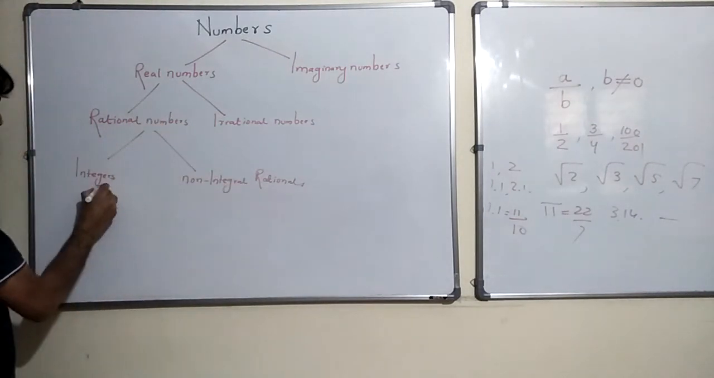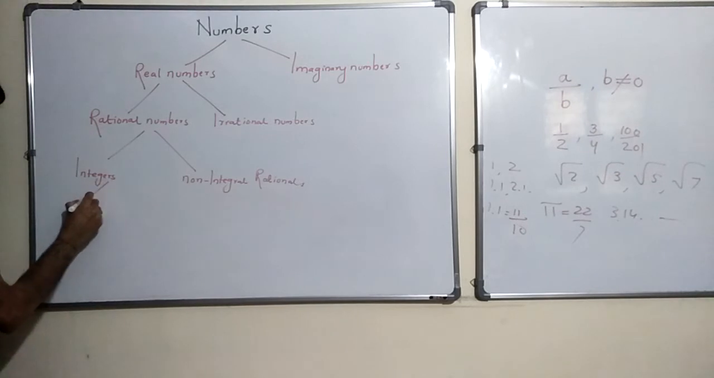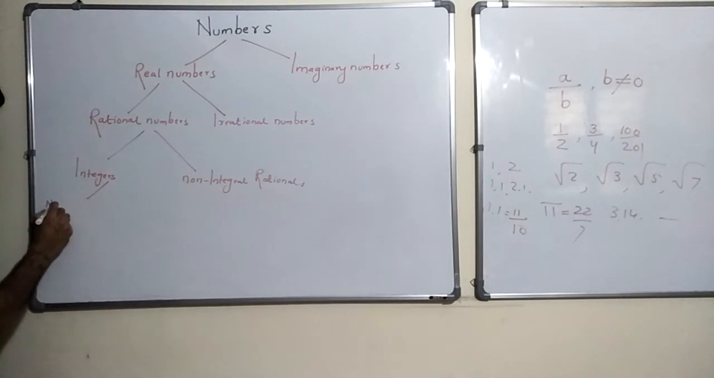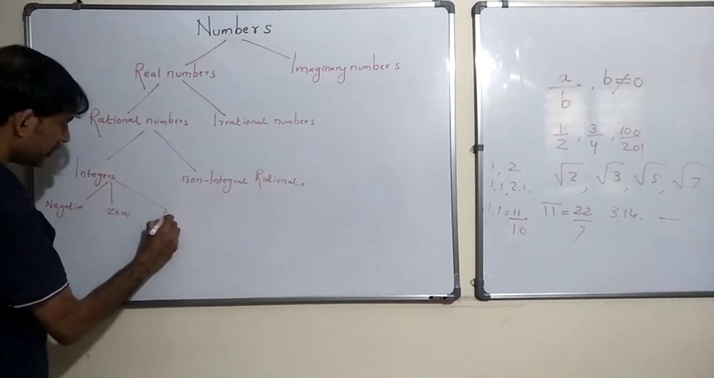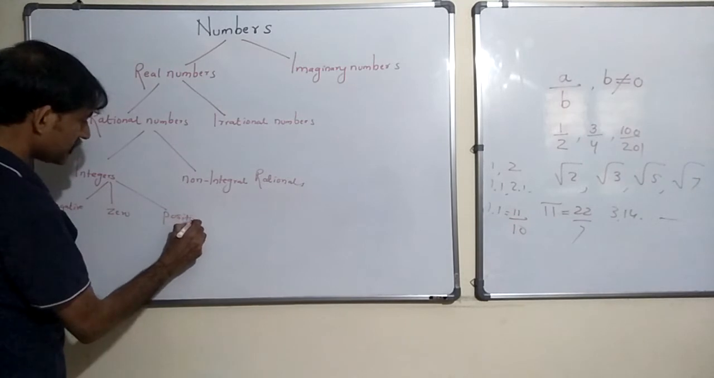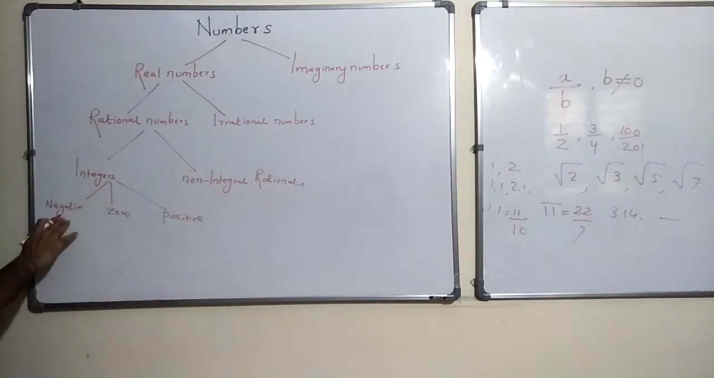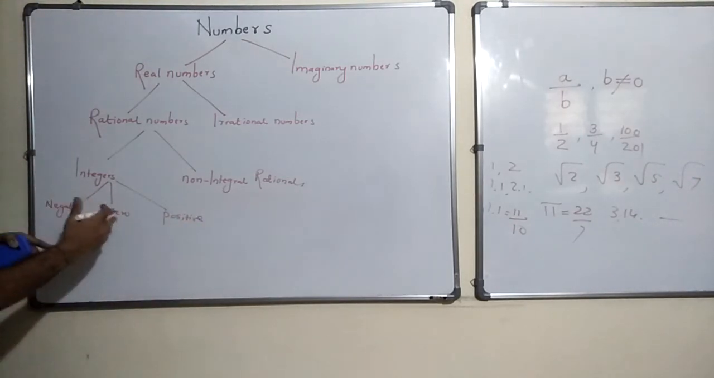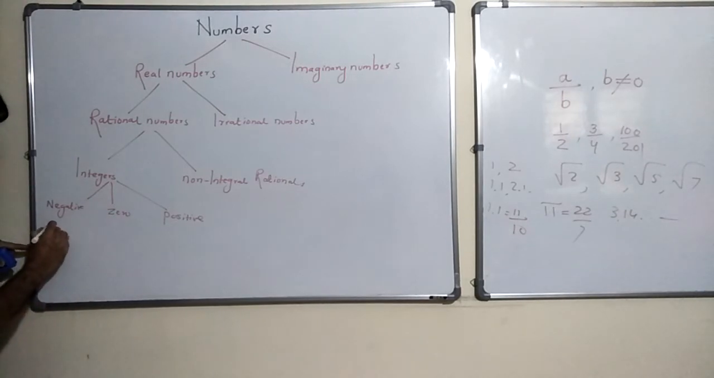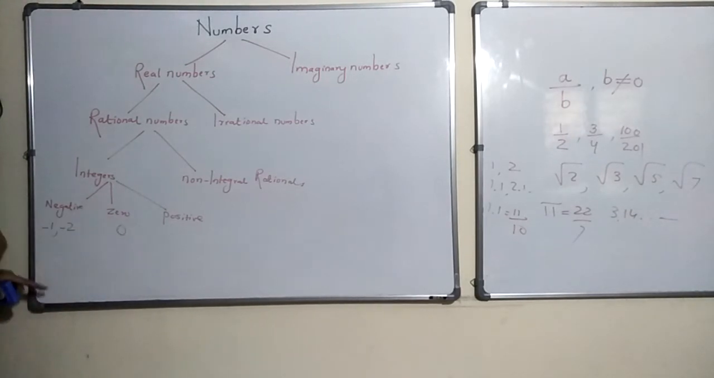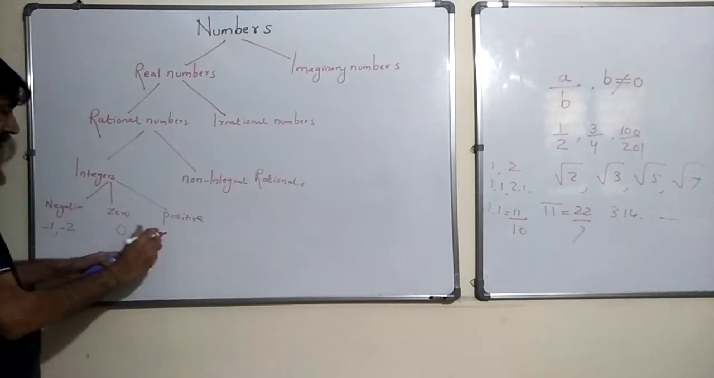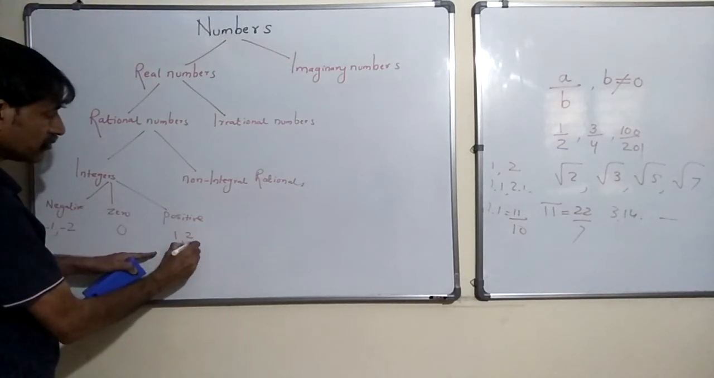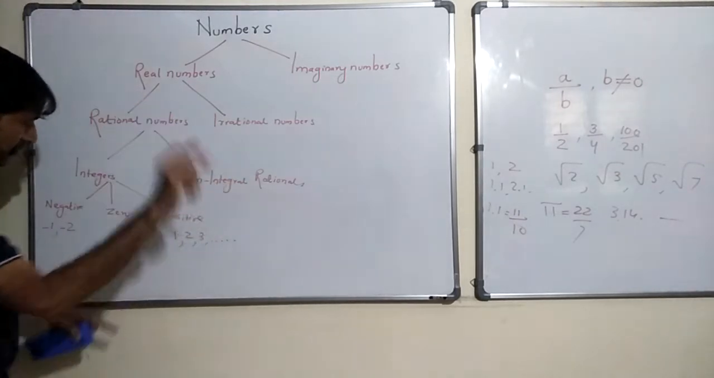Alright. So let's dig deeper into integers. You can have negative integers, you have a 0, and then you have positive integers. The name itself is self-explanatory. Negative: minus 1, minus 2, minus 3, minus 4 and so on. 0 is 0. 0 is neither a positive integer nor a negative integer. And then you can have 1, 2, 3 and so on.